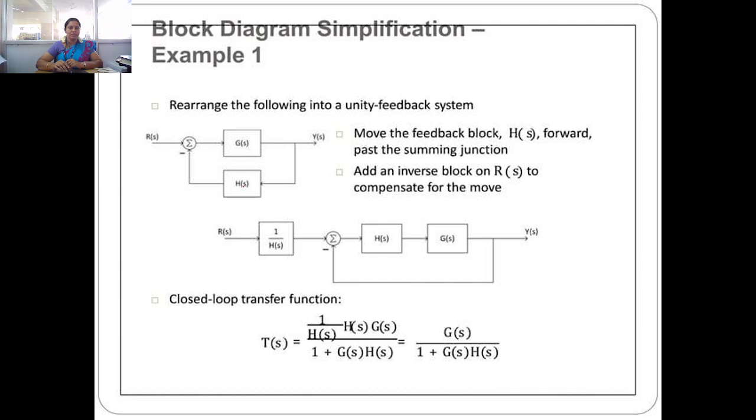And these are your example problems: rearrange the following unity feedback systems. First one, move the feedback block H(s) forward past the summing point, and add an inverse block. So before it, we have to add the R(s) compensation for the move, that is 1 by H(s).